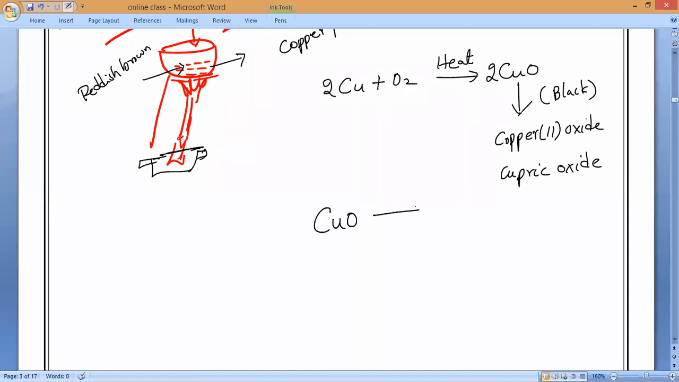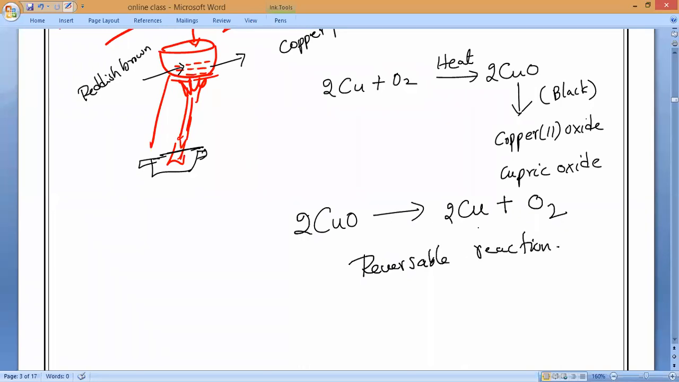If you start heating the copper oxide again, what will come, guys? The black coating will go out, and again we get copper plus oxygen. So is it a reversible or irreversible reaction? Reversible. Because if you heat the copper oxide again, the black coating on the copper surface turns into brown, so the reverse reaction takes place.